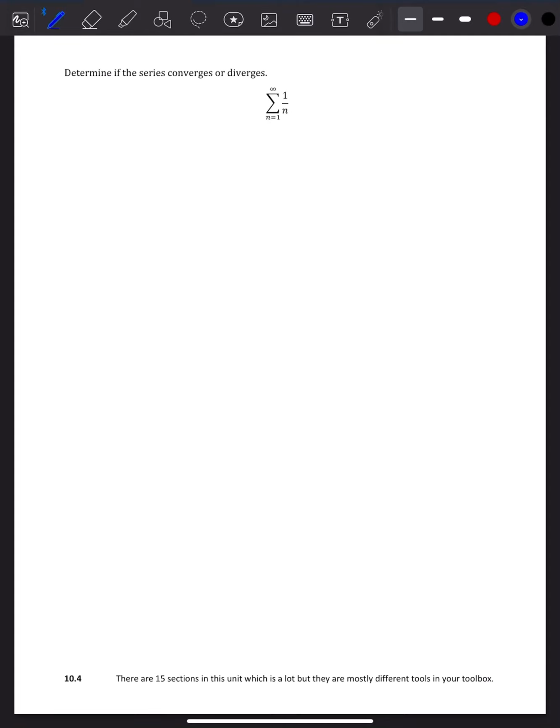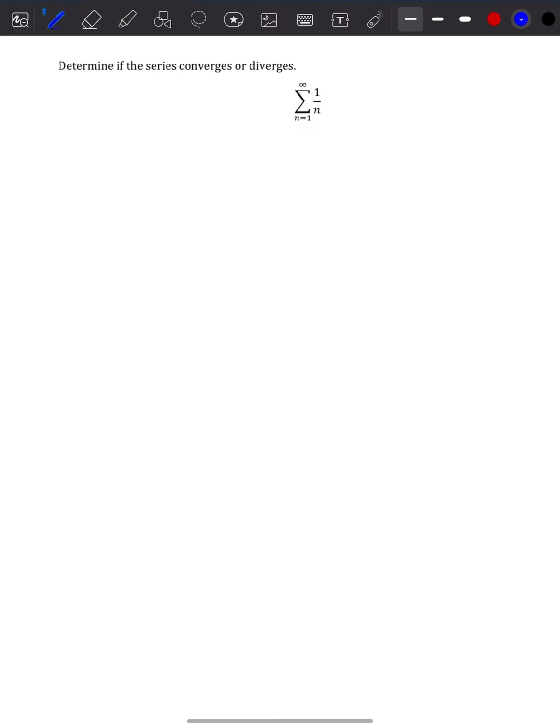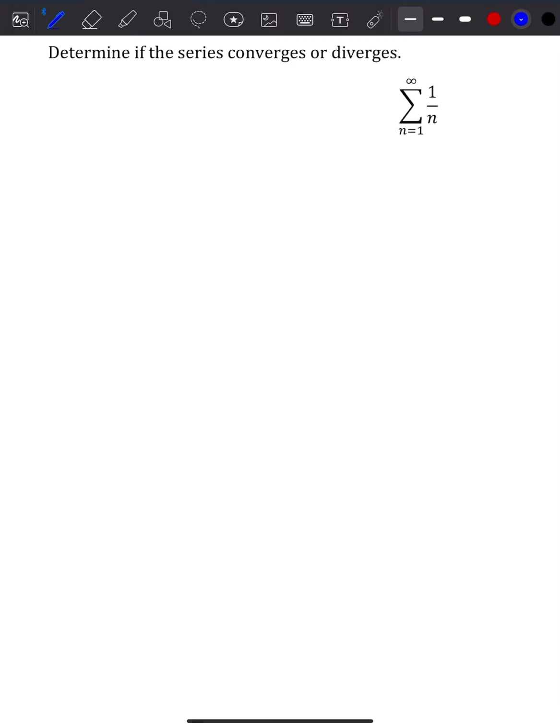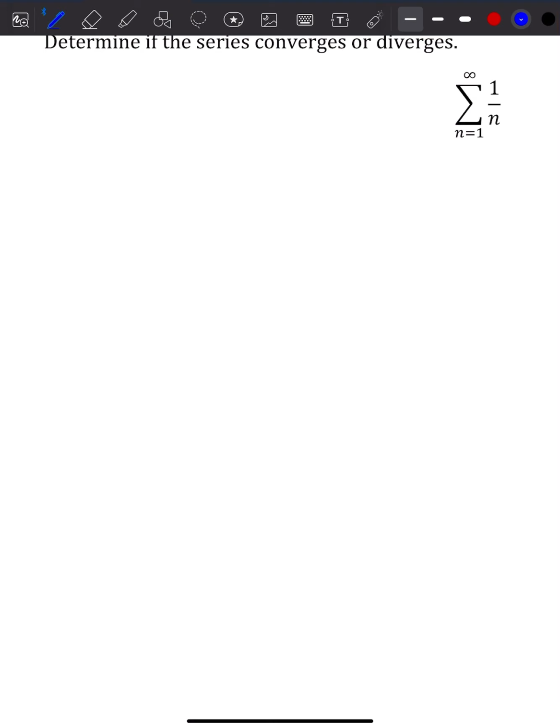We have one more here, which is determine if the series converges or diverges. And if we look at what we have, that's the harmonic series. We know, because I've told you now a couple different times, that the harmonic series diverges, but you've had to trust me on blind faith. So now we're going to look at using the integral test to see if it truly diverges or not. Hint, it's going to diverge because I'm not lying to you.